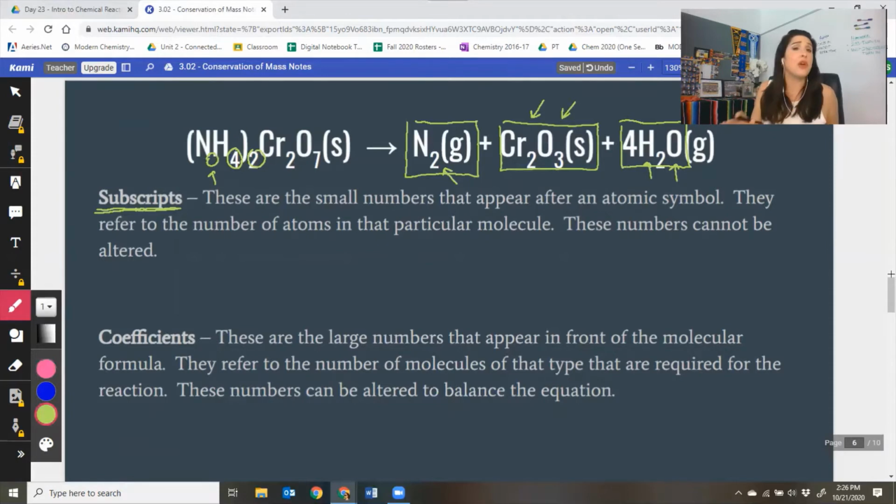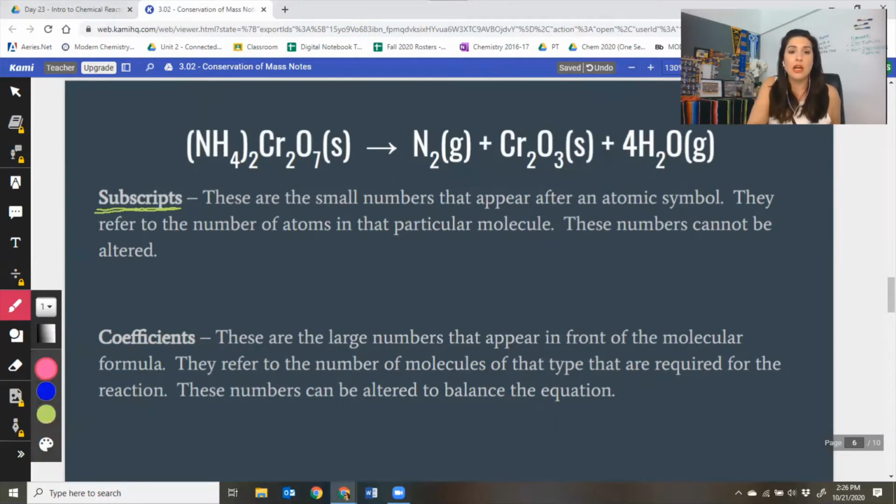So these numbers cannot be altered, okay? Because if you start to add and remove these numbers, you are changing the identity of the molecule. So don't touch those when we go to learn about balancing equations. Instead, you are going to use coefficients. And let me just show you what a coefficient is here.